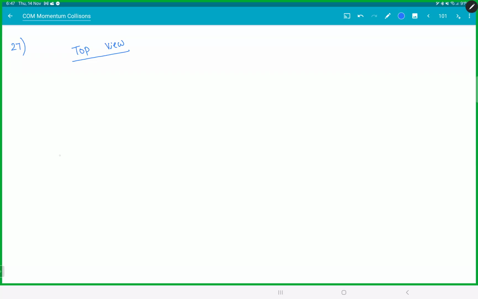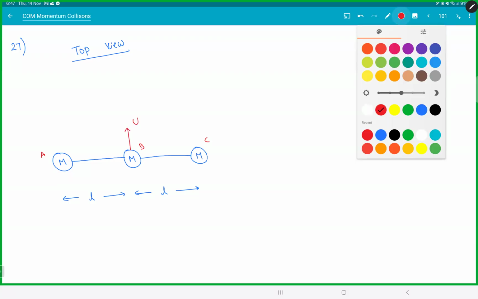This is your top view. We have 3 identical spheres, M, M, and M. This is length L. This is a standard model, but we're going to modify the equation. Let's name them A, B, and C. So this is the top view. The center ball you kicked with speed U.